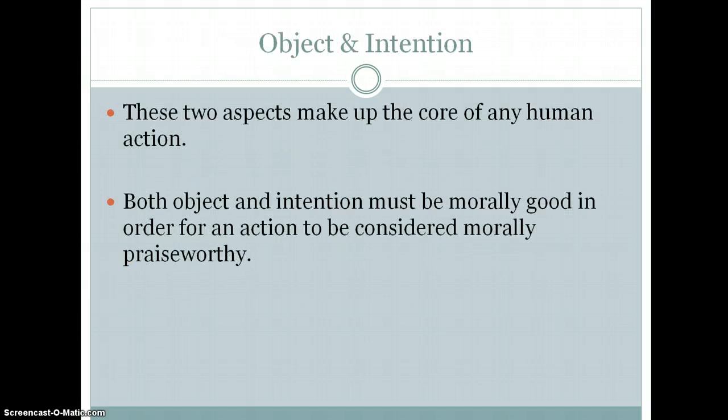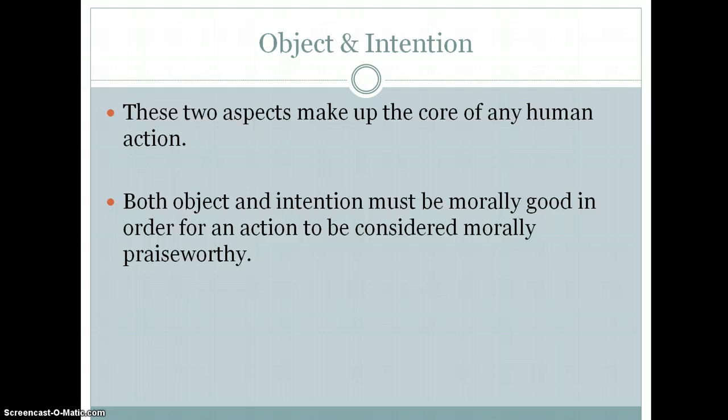In order to consider something moral, both the object and the intention have to be morally good in order for us to consider the action morally praiseworthy. So, for example, if I'm going to do community service down at Sacred Heart, that is a good action that I am doing. My object is serving other people. That is good. Why am I going to do it? Because I care that other people are suffering while I live such a comfortable life. I have a good object and a good intention. I'm being empathetic while at the same time serving humanity.